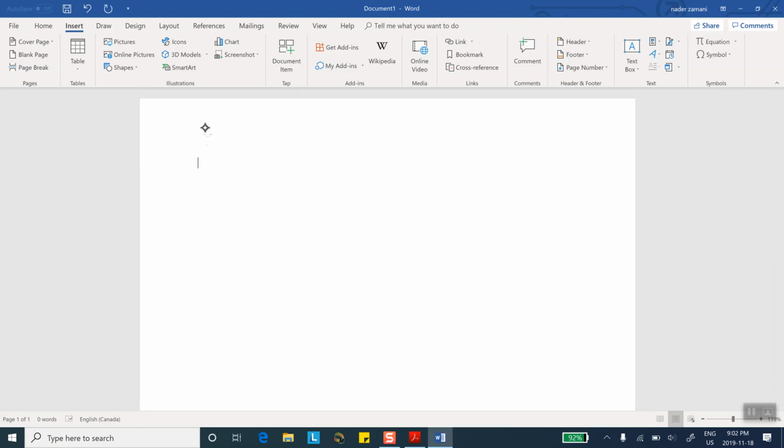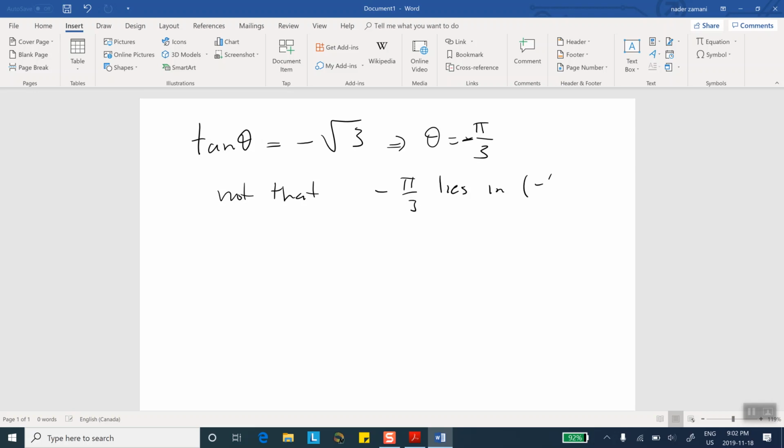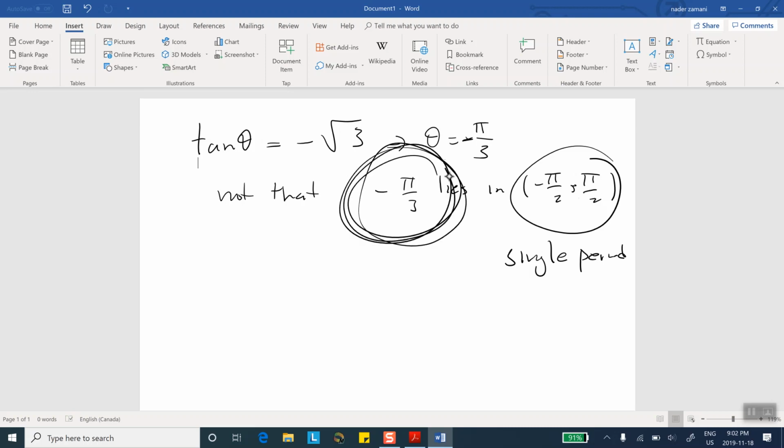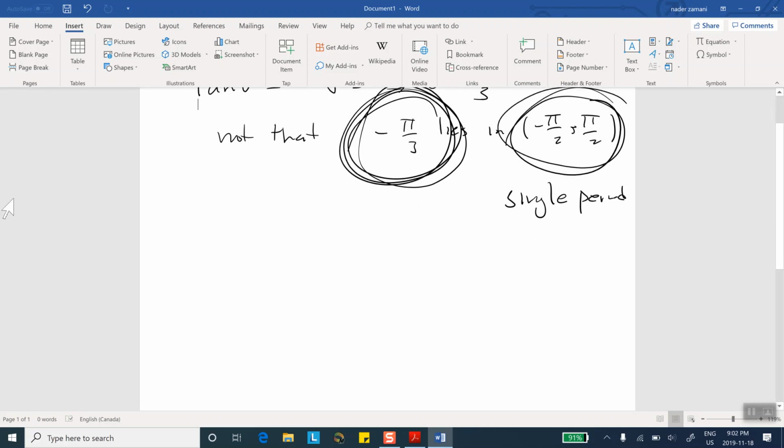All right. So the other one is tangent of theta equal to minus root 3. So theta equal to, even if you use your calculator, you're going to get theta equal to minus pi over 3. Note that minus pi over 3 lies in minus pi over 2 and pi over 2. And this is a single period because the length is pi, right? So we found one solution in the interval which defines one period, okay?